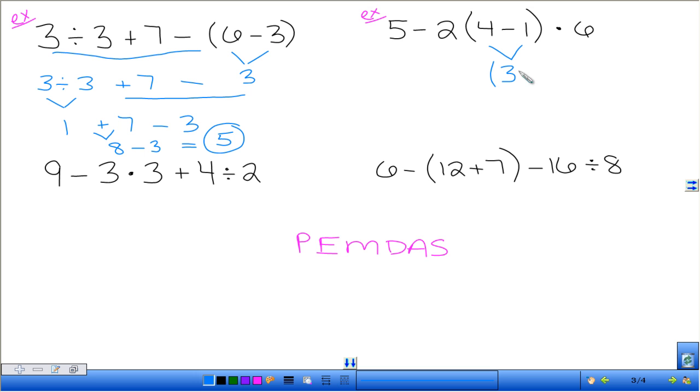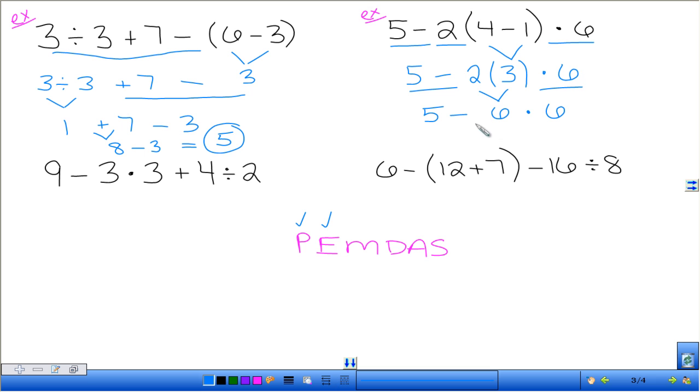So I'm just going to leave the parentheses around my 3 right here so I can still attach the 2 down here. And then I still have a 5 minus in the front, and I have a times 6 at the end. So we're done with parentheses. Do we have any exponents? No. Do we have any multiplication or division? Yes. So we're going to come across here. This is multiplication. This means 2 times 3. So what's 2 times 3? 6. So I'm going to write down the rest. And I have 5 minus, and then times 6.